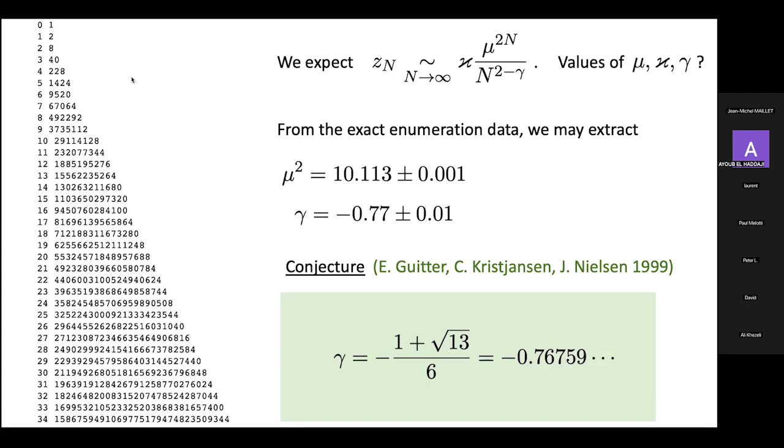And there was a conjecture made in 99 by these people, which is that gamma would be given by some square root of 13. You will see later where it comes from, and some generalizations of this, which corresponds to the value observed. So if you look at the numbers here, n is up to 34. These are the latest ones. The numbers are huge. It's bigger than Avogadro's number. They are really enormous numbers.